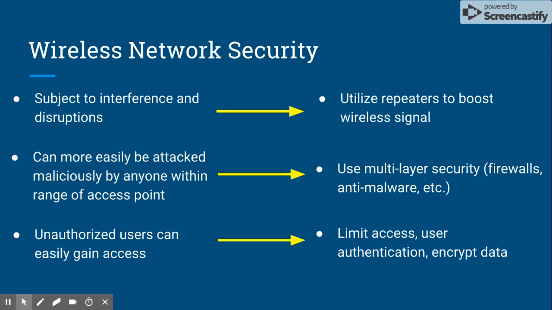Wireless networks also present some security issues that wired networks would not have. For instance, wireless networks are subject to interference and disruption. For this reason, repeaters should be utilized to boost the signal. Therefore, there's less interference and less disruptions with the service.